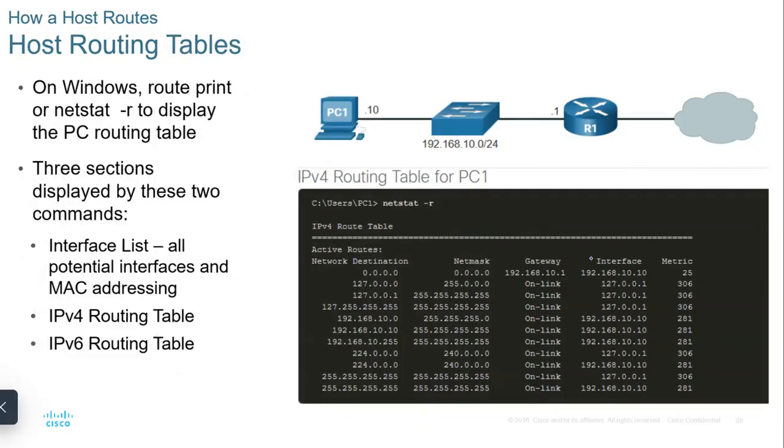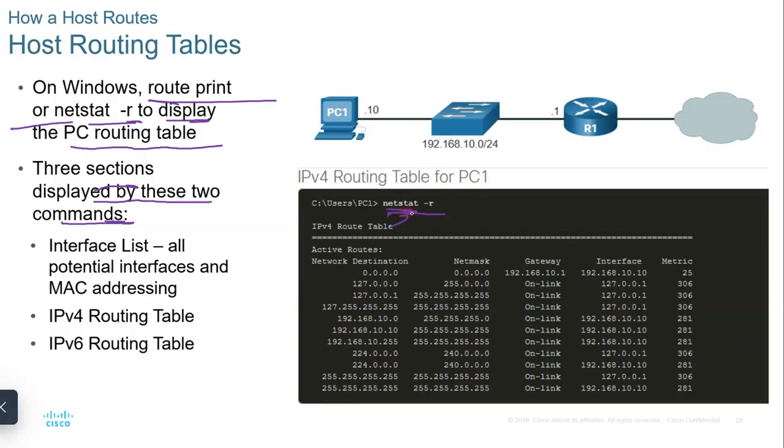Then on our Windows operating system, route print, or netstat -r, displays the PC routing table. So if you want the routing table, you can use netstat -r. There are 3 sections displayed by these two commands.